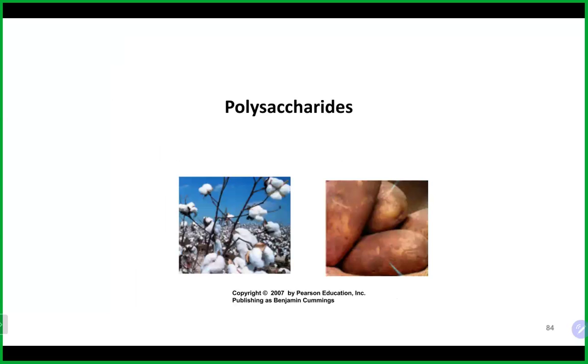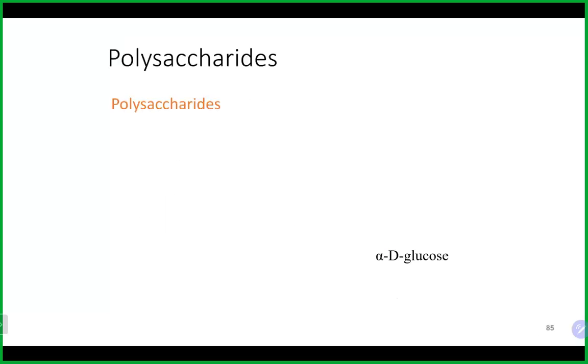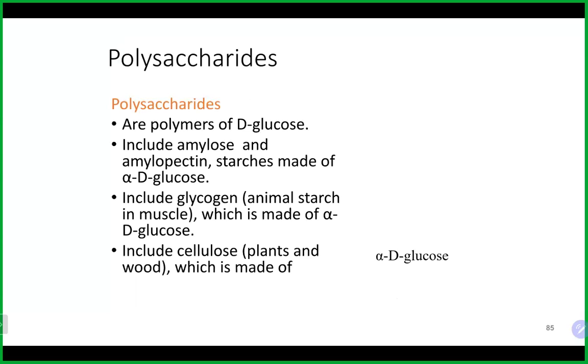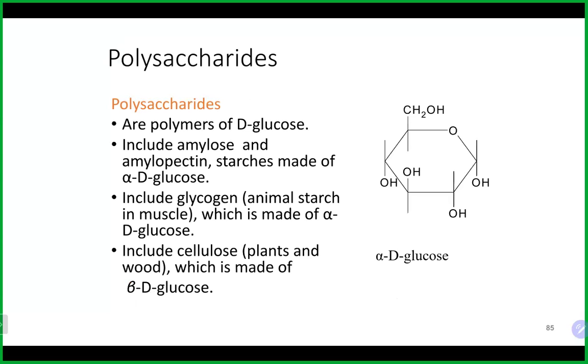Okay, let's talk a little bit about polysaccharides then. Polysaccharides are polymers, and polymers are really just long, repeatable chains. So you get this repeatable unit and you just keep repeating it, repeating it, repeating it. In this case, polysaccharides are repeatable units of D-glucose. They are all put together by removing water and making those glycosidic bonds.